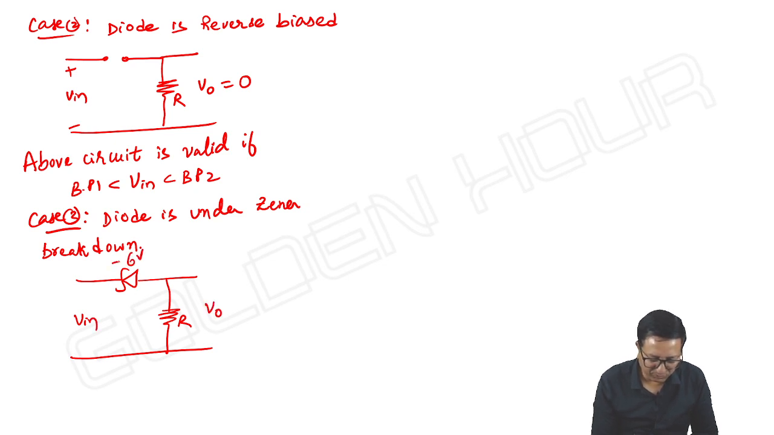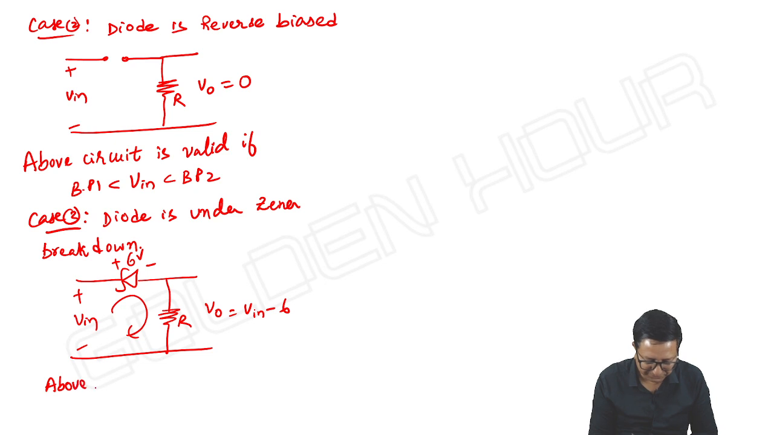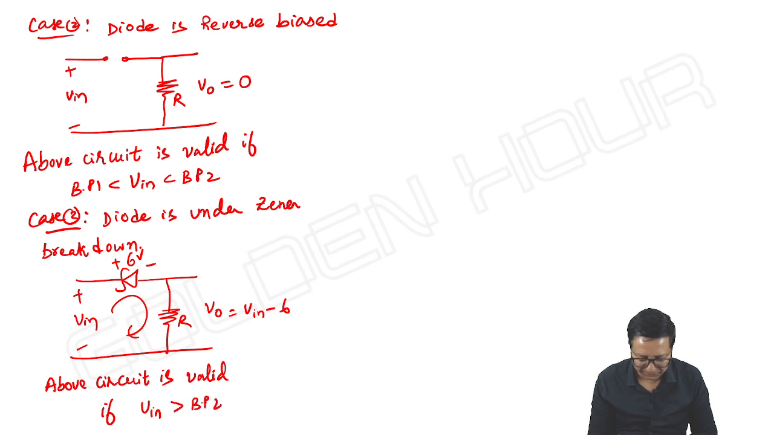It maintains 6 volts from cathode to anode. Then what is V output in this circuit? It is V in minus 6. We can write V in is equal to 6 plus V output, or V output is V in minus 6. And the above circuit is valid if V input is greater than breakpoint 2, meaning greater than the breakdown voltage of the Zener diode.